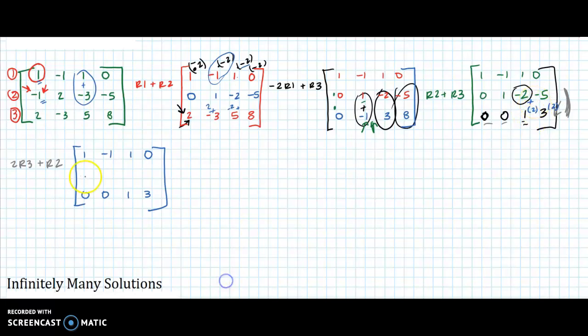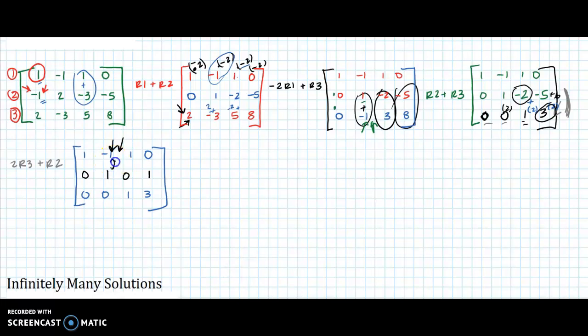So this row, the 0 stayed the same. The 1 is going to stay the same because 2 times 0 plus 1 is still 0. And then 2 times 1 plus -2, that's 0. And then I have 2 times 3, which is 6. And -5 plus 6 is 1. Cool. So now I'm working my way back up to the next row. I'm going to focus on this one. I want that to become a 0.